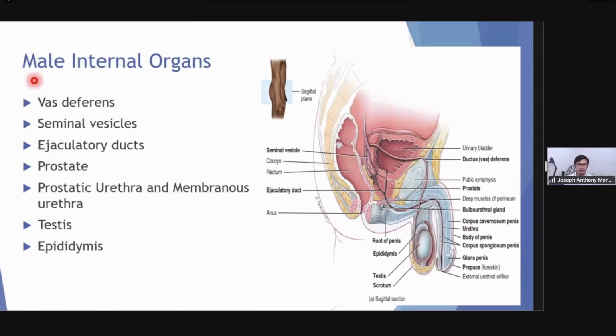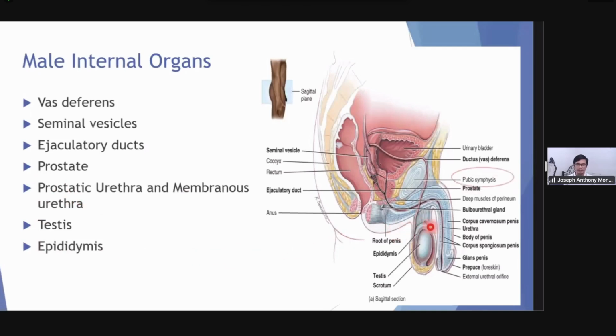Okay, so for today, for the main internal organs, we're going to discuss the vas deferens, your seminal vesicle, ejaculatory duct, the prostate, the prostatic urethra, as well as the membranous part of it, the testis, and the epididymis.